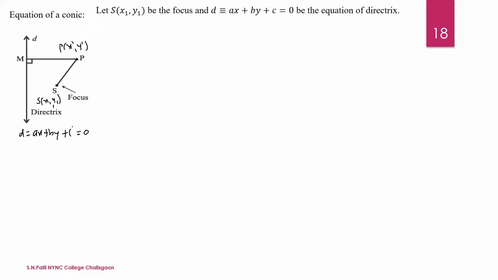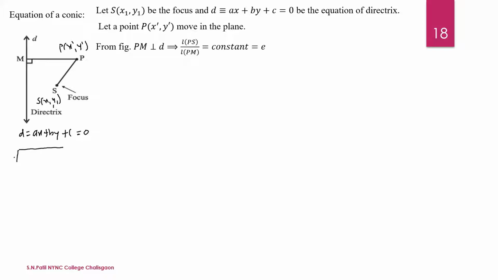Okay. Let S be a fixed point having coordinates x1 comma y1. D be the directrix ax plus by plus c. P be any point in the plane. Now from the figure, PM is perpendicular to the directrix. Now the ratio of length PS to length PM is constant and is denoted by E. E means eccentricity. Now here the length of PS we calculate using the distance formula, square root of, say, PS.